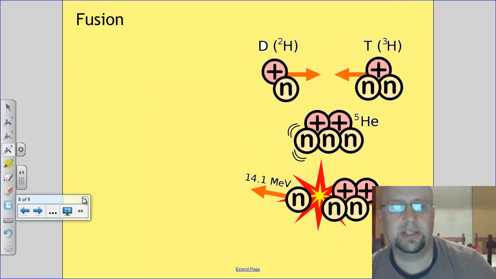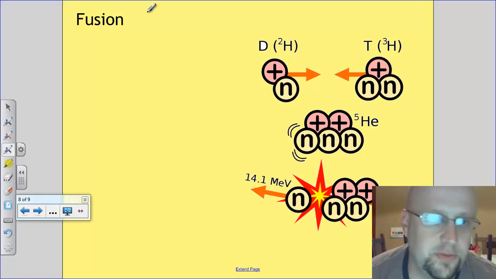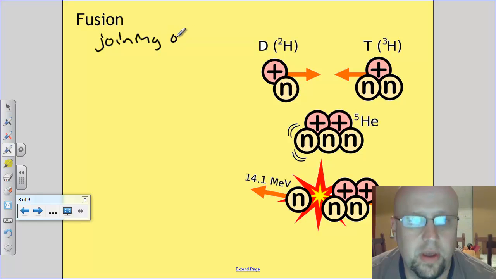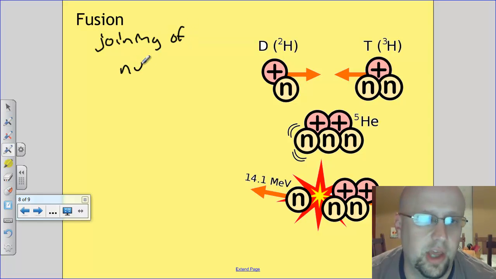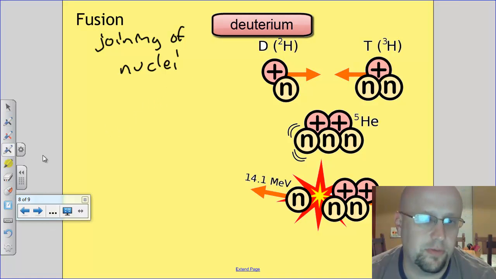So how's that different from fusion? Well, whereas fission was the splitting of an atom, fusion is essentially the total opposite of that. Fusion is the joining of nuclei. You take two nuclei and you fuse them together. That's where we get the term fusion from: fusing things together. They're going to join together.